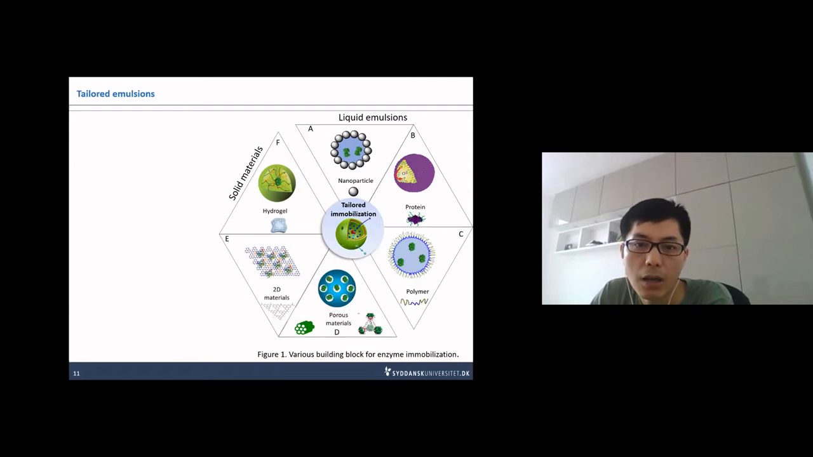Again, today I'm not going to spend time on this part. Instead, I would like to focus on demonstrating how we use the emulsion, the liquid system, for enzyme applications.